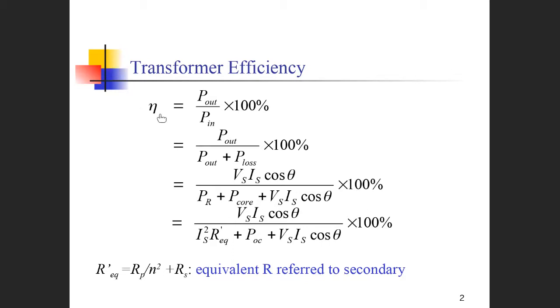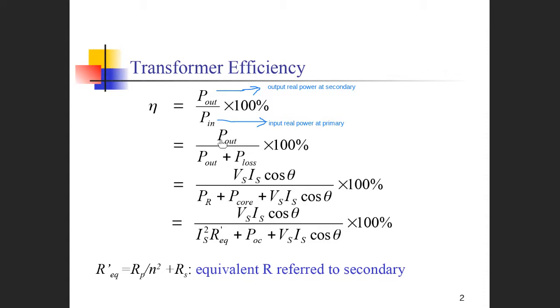So this formula once again, the first one, tells you the general definition of efficiency. Efficiency is defined as the output real power on the secondary over the input real power on the primary. So this is the basic definition.